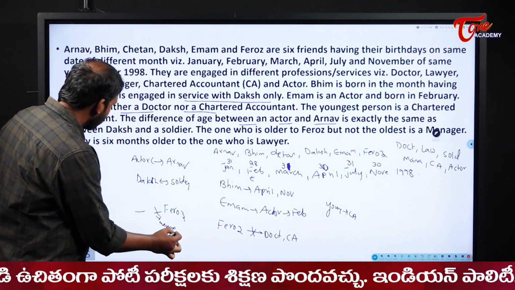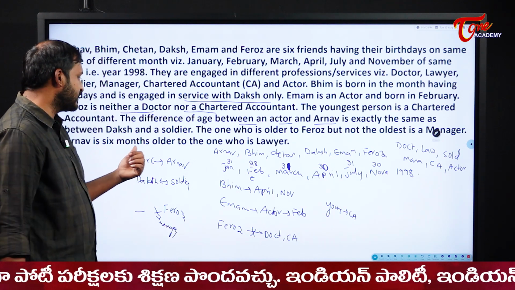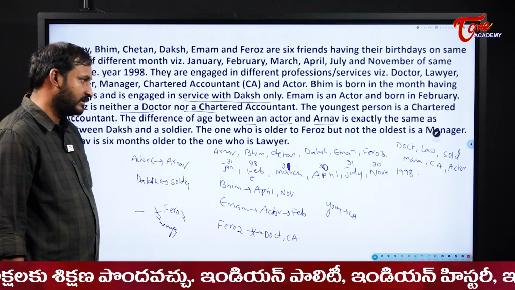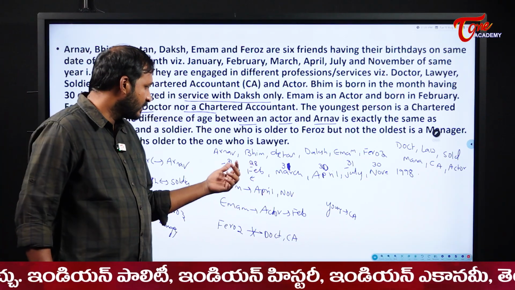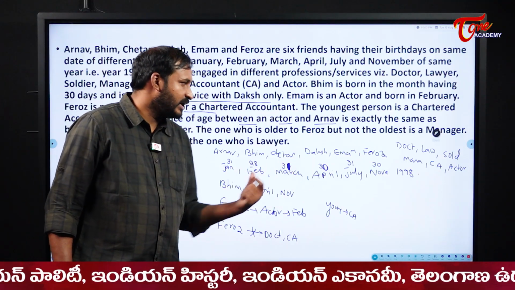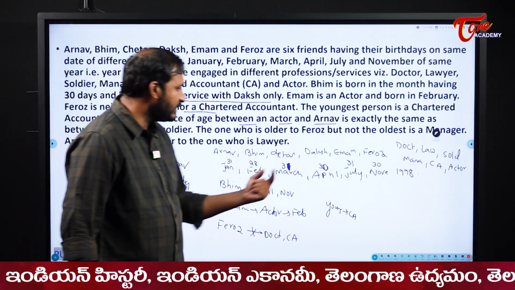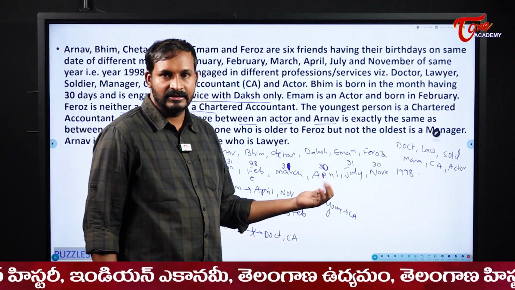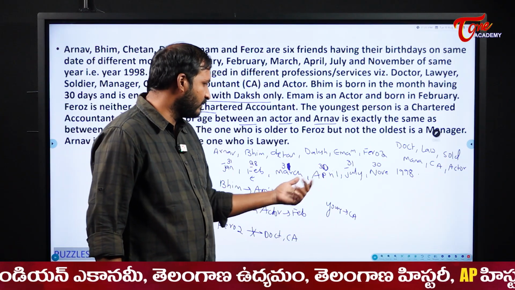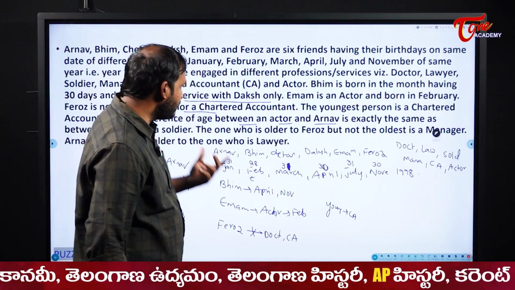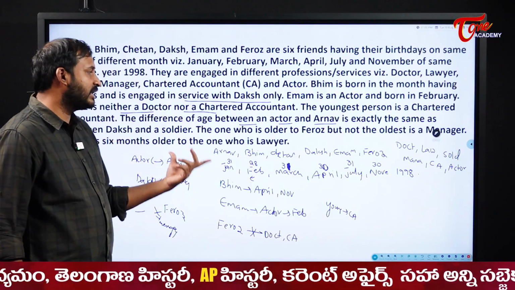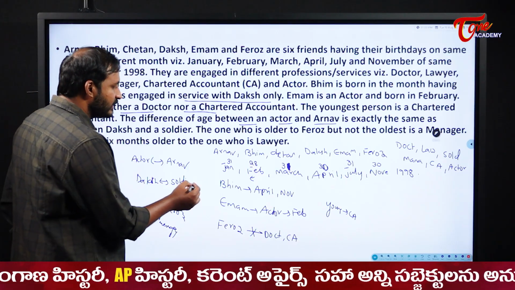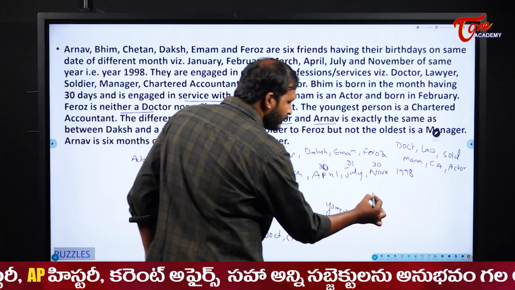Before that, Arnav is 6 months older than the one who is a lawyer. Now tell me, which two months have a difference of 6 months here? January and July, right? Similarly, November is the 11th month, minus 6 means you should have the 5th month. Do you have May here? No. So very clearly Arnav is 6 months older than the lawyer, which means Arnav will take birth in the month of January.